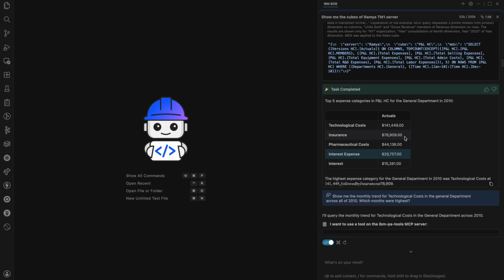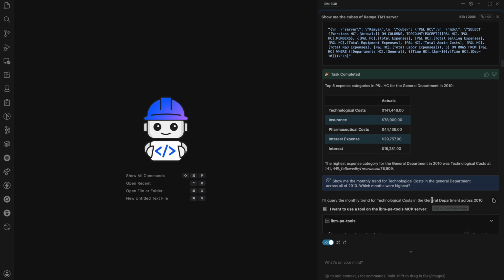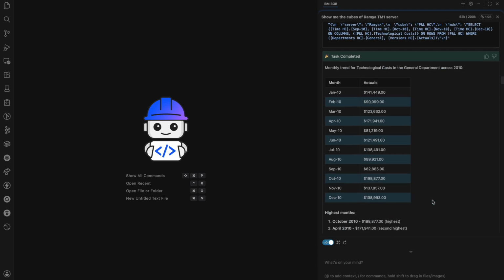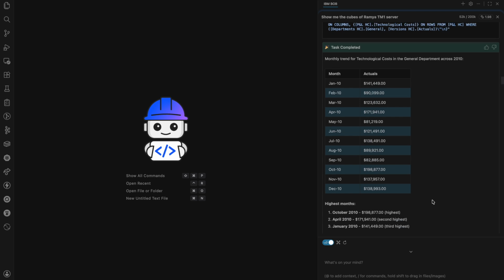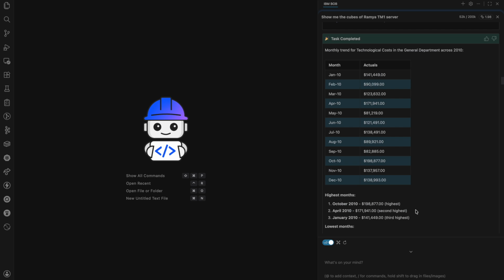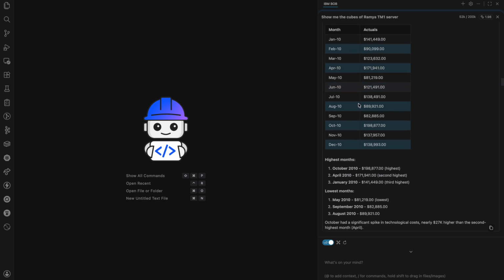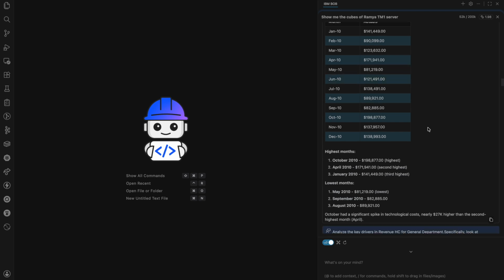This is something surprising, and to understand more, Ram asked Bob to show the monthly trend of the technological costs in the general department across all of 2010 to see which months were the highest and which were the lowest. And here we can see a pattern. The first months of the quarter actually have the highest expenses, whereas the lowest months are the second months of the quarter.